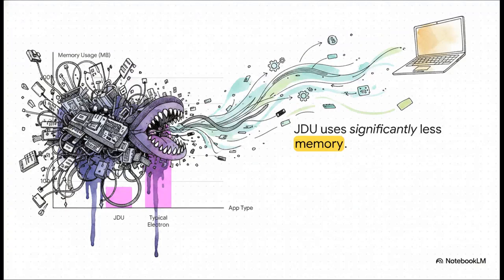Just to put this into perspective and make it incredibly clear, a standard Electron-based application will easily chew up around 350 megabytes of your system's RAM, and sometimes way more than that. But JDU, thanks to that Tauri framework we just talked about, sips a mere 80 megabytes. By making the switch, you are literally handing hundreds of megabytes of memory back to your computer. That is memory you can use to run your actual heavy-duty development tools or design software nice and smoothly.